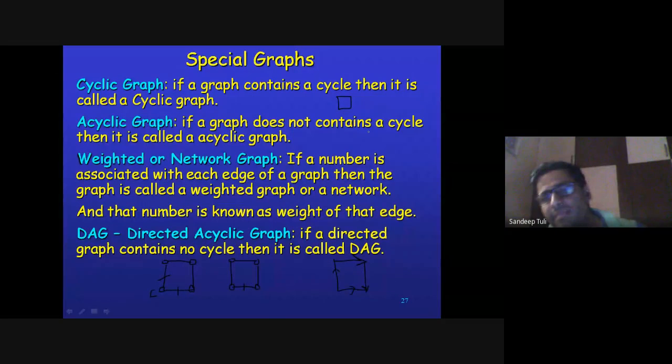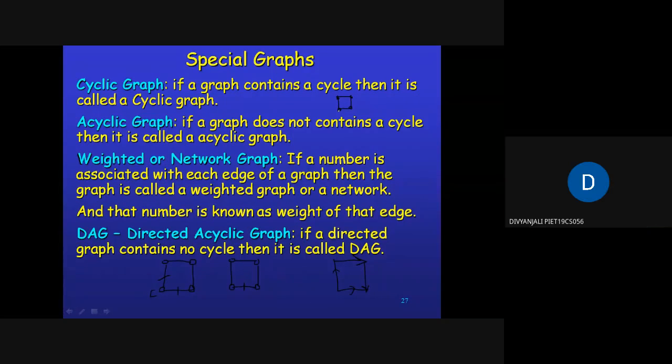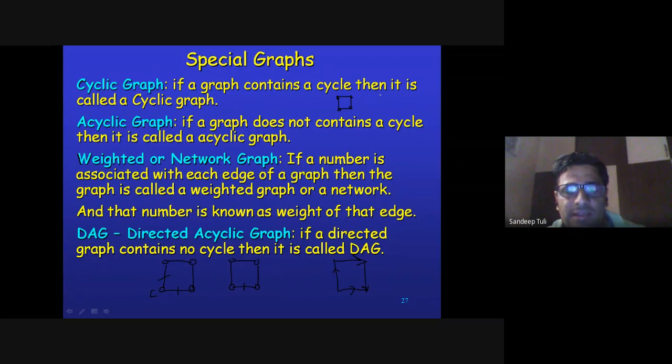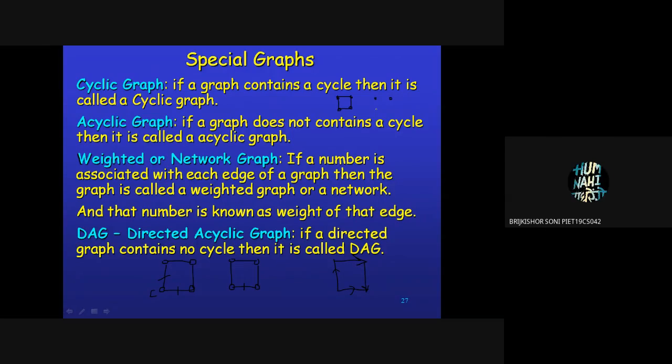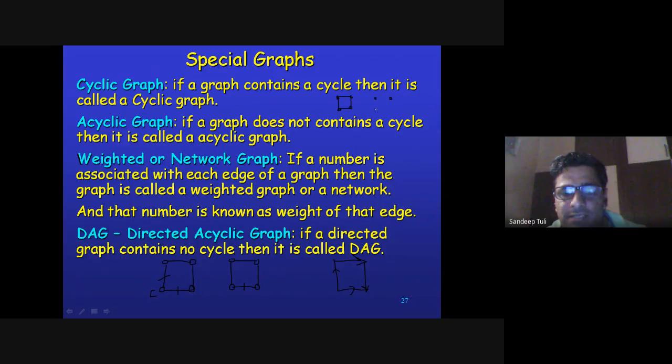Is this a cycle? Consider these as vertices. These are four vertices, A, B, C, D. Is this a graph first of all? Yes, sir. Does it contain a cycle? Yes, sir. It has more than 3 vertices, so it is a cyclic graph. You are asking the difference between DAG and acyclic graph. DAG is directed.